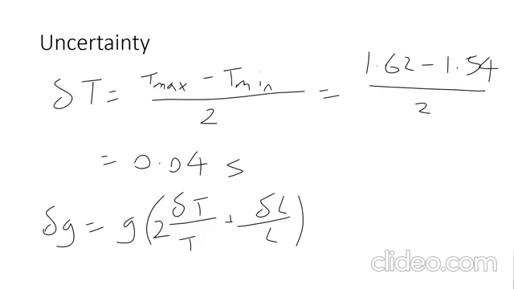Now, the uncertainty for period is equal to the maximum period subtracted by a minimum period, all divided by 2. So in the previous example, this would be 1.62 minus 1.54 all divided by 2, or 0.04 seconds.